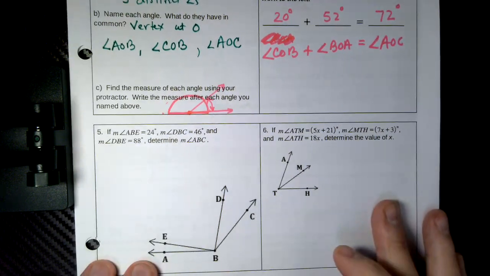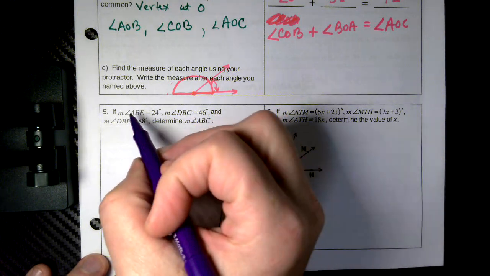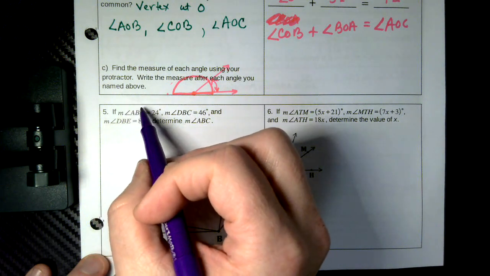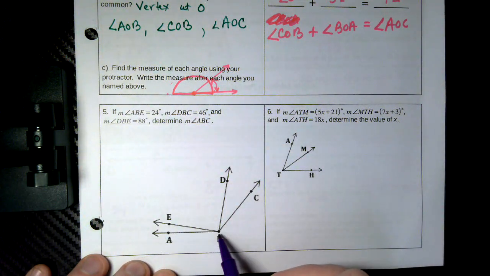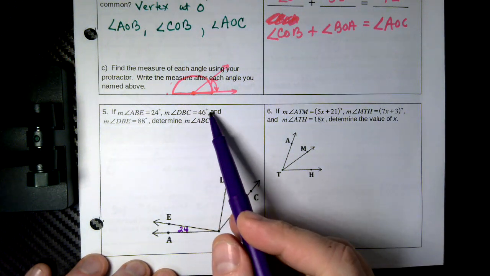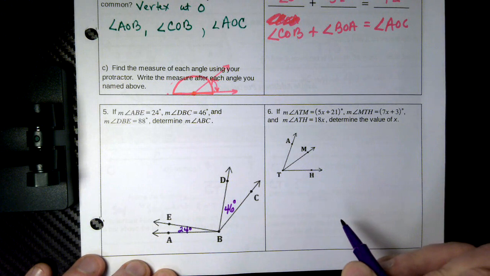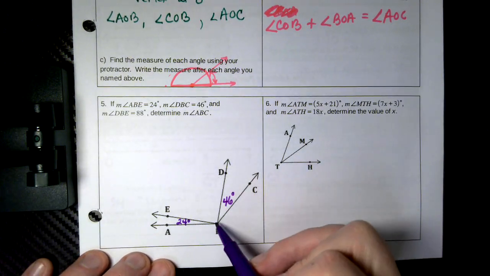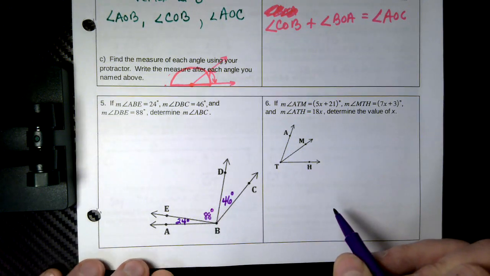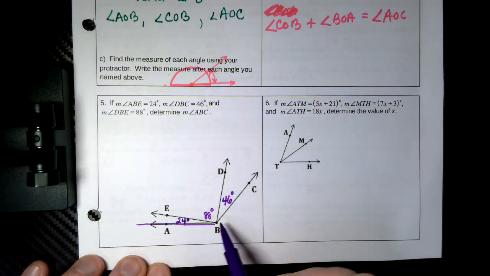Let's put it to good use here. If angle A is 24 degrees, so before you read all this and it gets confusing, that little squiggly M there, that means you say the measure. If the measure of angle ABE is 24 degrees, so ABE, so this little angle is 24, draw it in the diagram. Angle DBC is 46. DBC is 46 degrees. And angle DBE, which is the one in the middle, is 88 degrees. Our job is to find the measure of angle ABC. ABC is the whole thing.